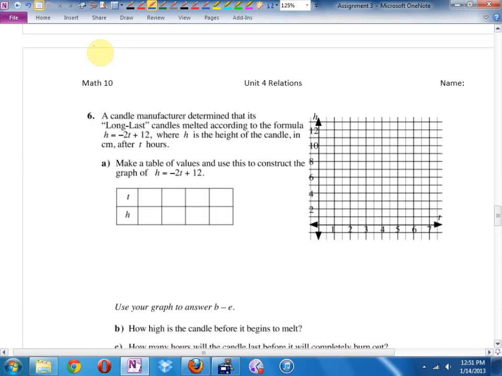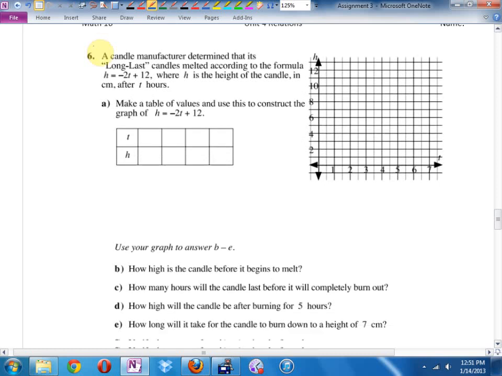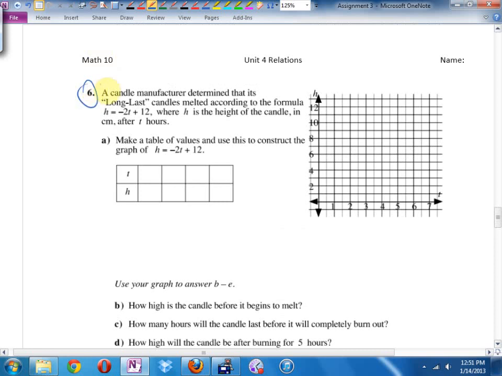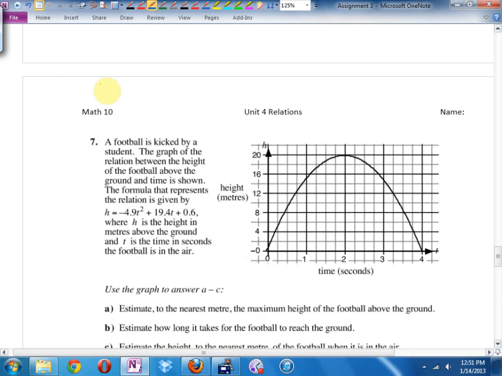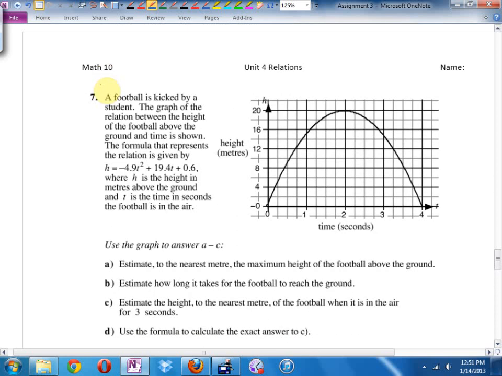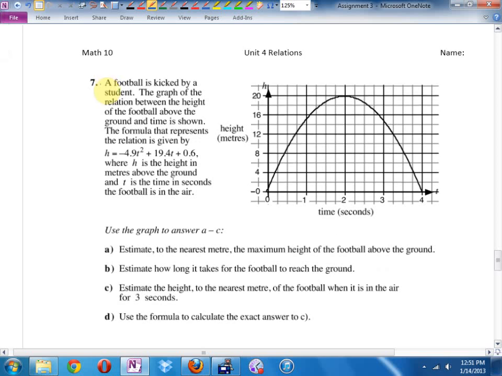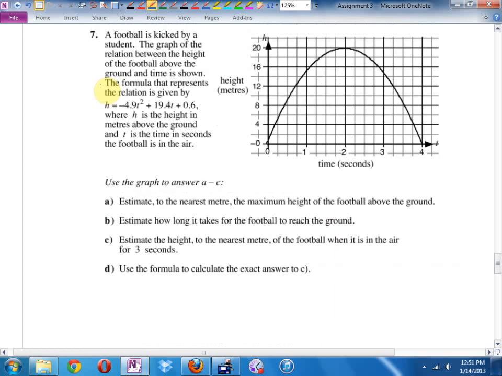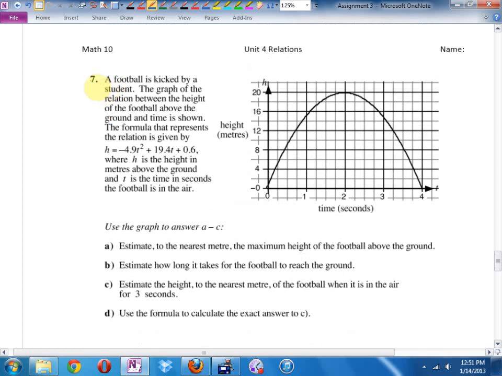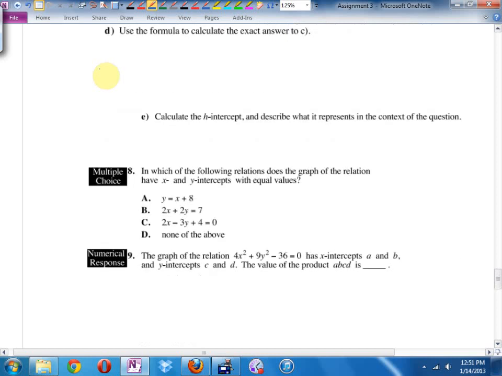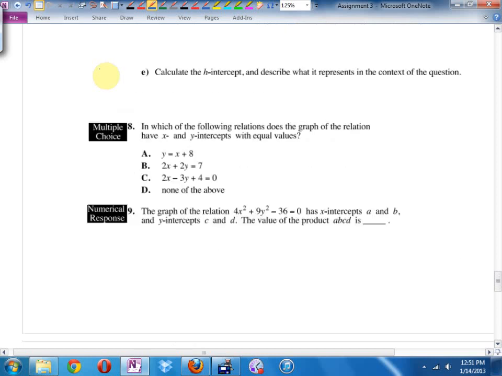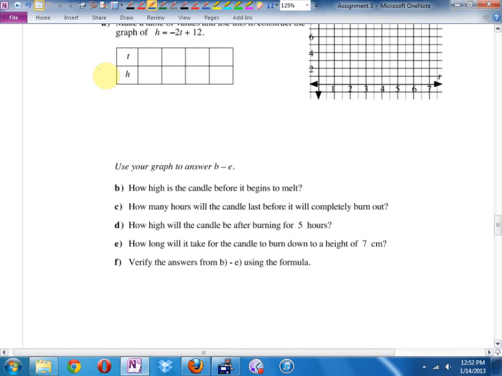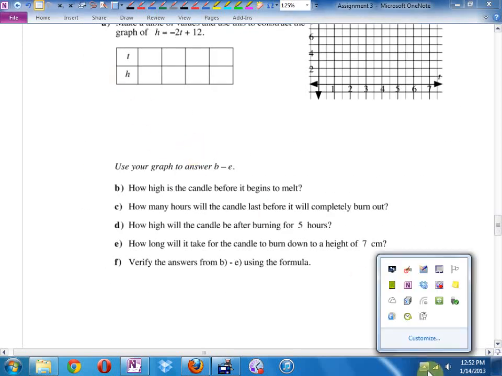Let me see what else. 6 is good. Seven is good. Skip 8, skip 9. And the answers are attached, okay? Some of these are tricky, but see if you can handle them all right. You got the rest of class to work on this, folks.